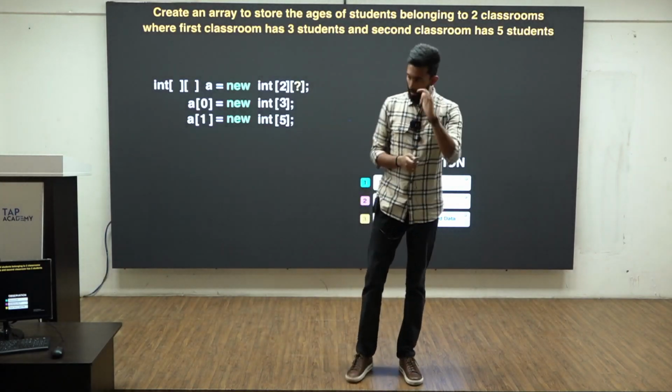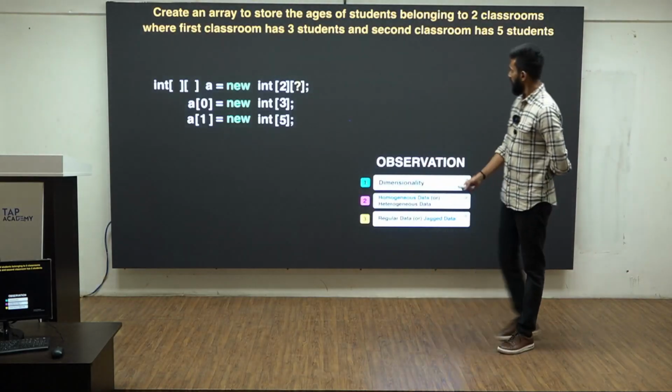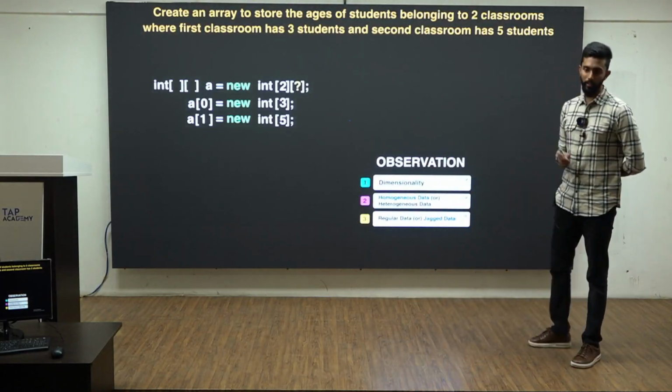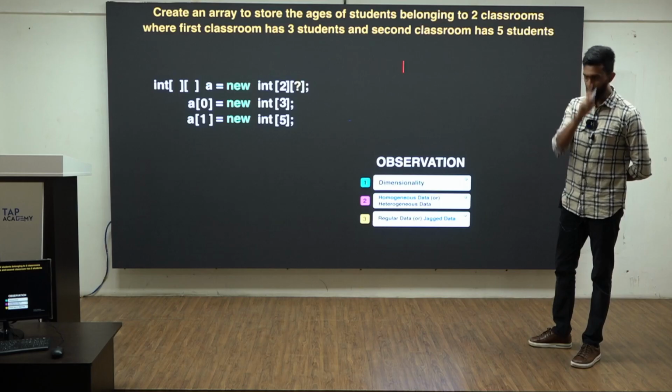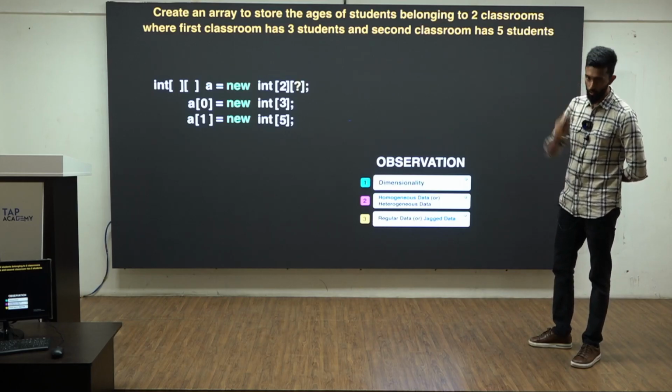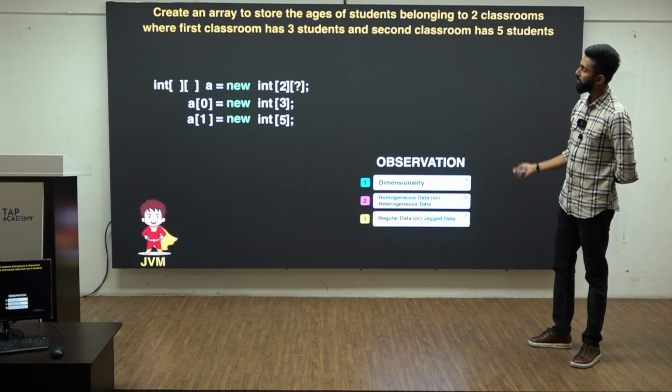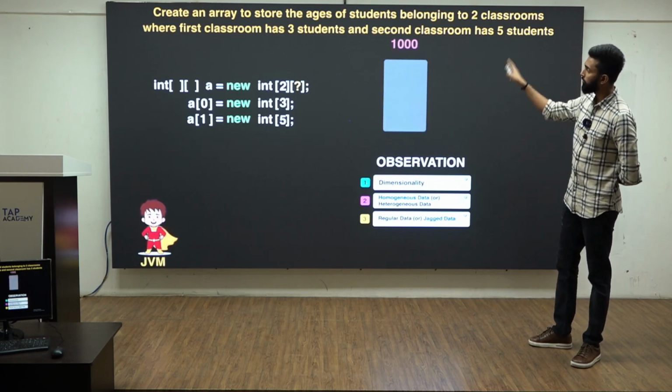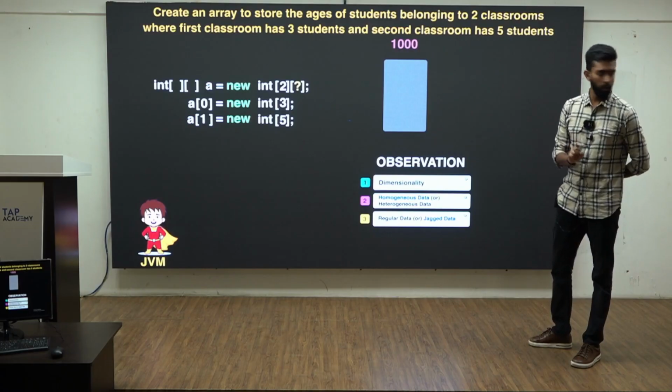Am I clear? Now, you must be thinking, sir, what will the memory look like, sir, here? That is important, yes? So observe carefully. First of all, let's start with the first line. Assignment RHS new, if I tell. Obviously, JVM gets activated. It will create a brand new block of memory with an address. Correct? Okay.